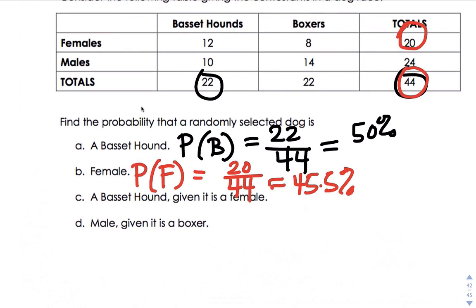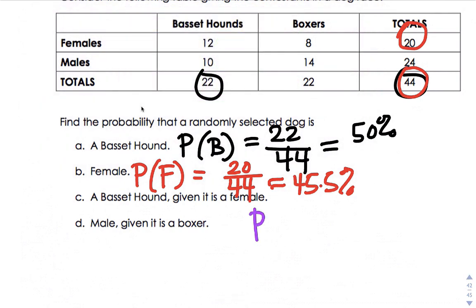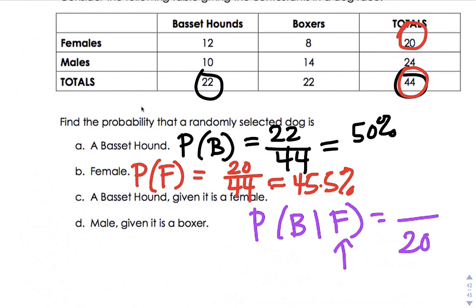All right, find the probability it is a basset hound given it is a female. Okay, so probability it is a basset hound given it's a female. So females we put on the bottom. So there are 20 female dogs. And out of those 20 female dogs, how many are basset hounds? So just look at the females now. Okay, so out of all the females, how many are basset hounds? And that is 12. So 12 out of 20, which is 60%.